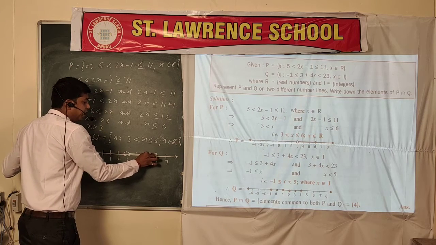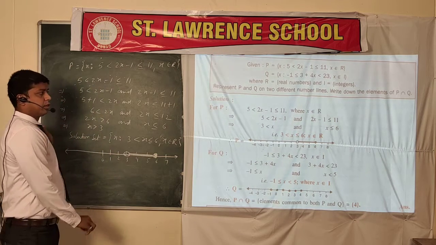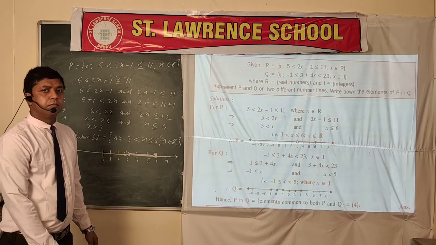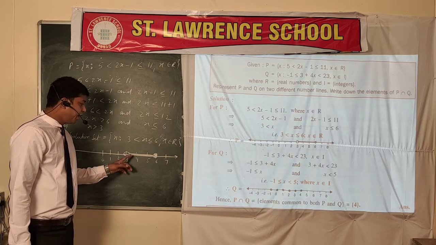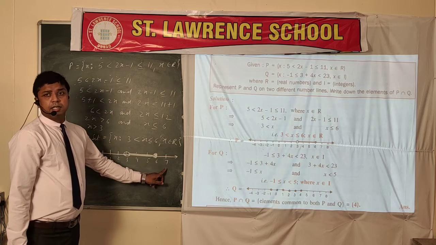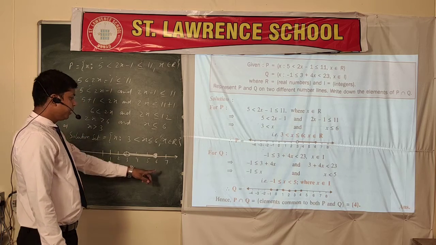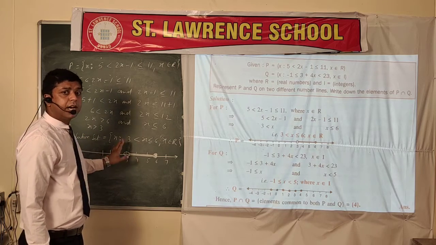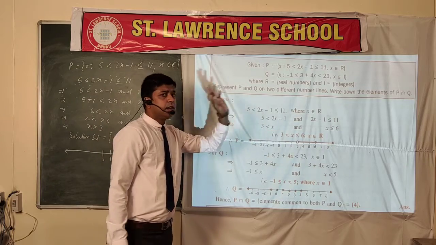Because each and every number of the world is called a real number. So you cannot exclude any of the numbers between 3 and 6. So each and every number has to be taken. That is why the line has to be darkened. You can see here on the board.